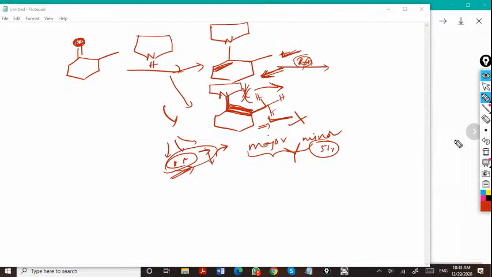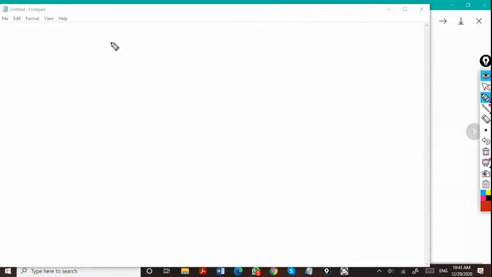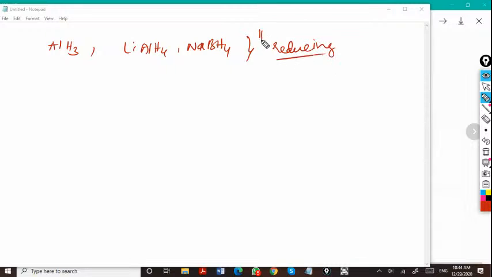Is it clear? So I want to give one more type of reaction for nucleophilic addition. Basically metal based hydrides, for example aluminum hydride, lithium aluminum hydride and sodium borohydride. These are all reducing agents which donate the hydride, H minus. So reduction based on H minus donation, or hydrogen donation, is also a nucleophilic addition.